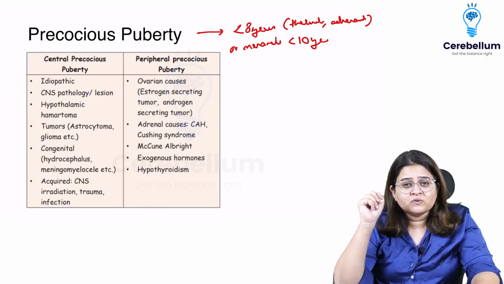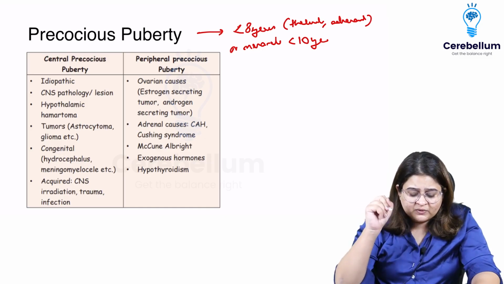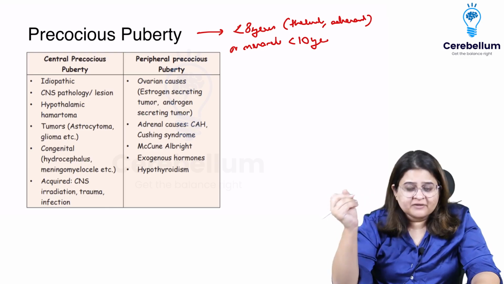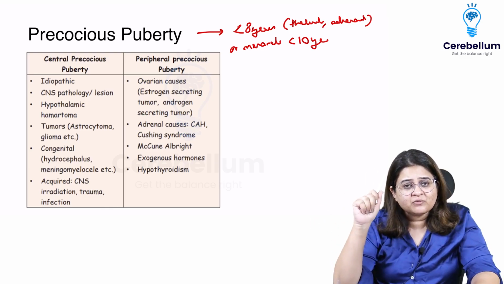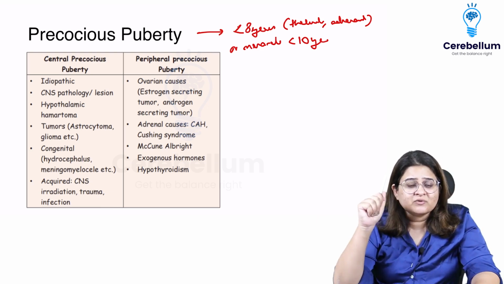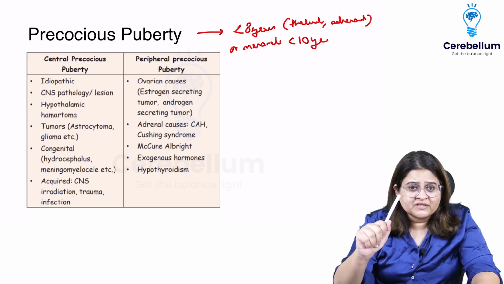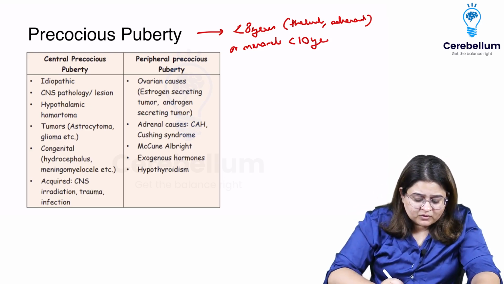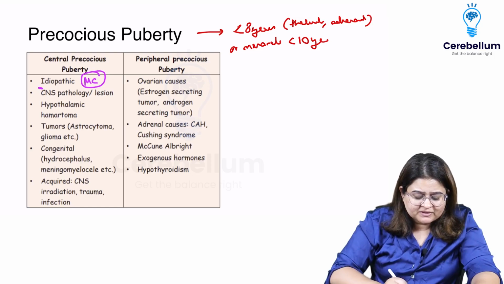One is, there are two types. One is called central, and one is called peripheral precocious puberty. Central means the problem is in the brain. There's a hypothalamic pituitary problem which is stimulating the release of GnRH or FSH and LH early on. And the most common cause, however, is idiopathic. There is no known cause.